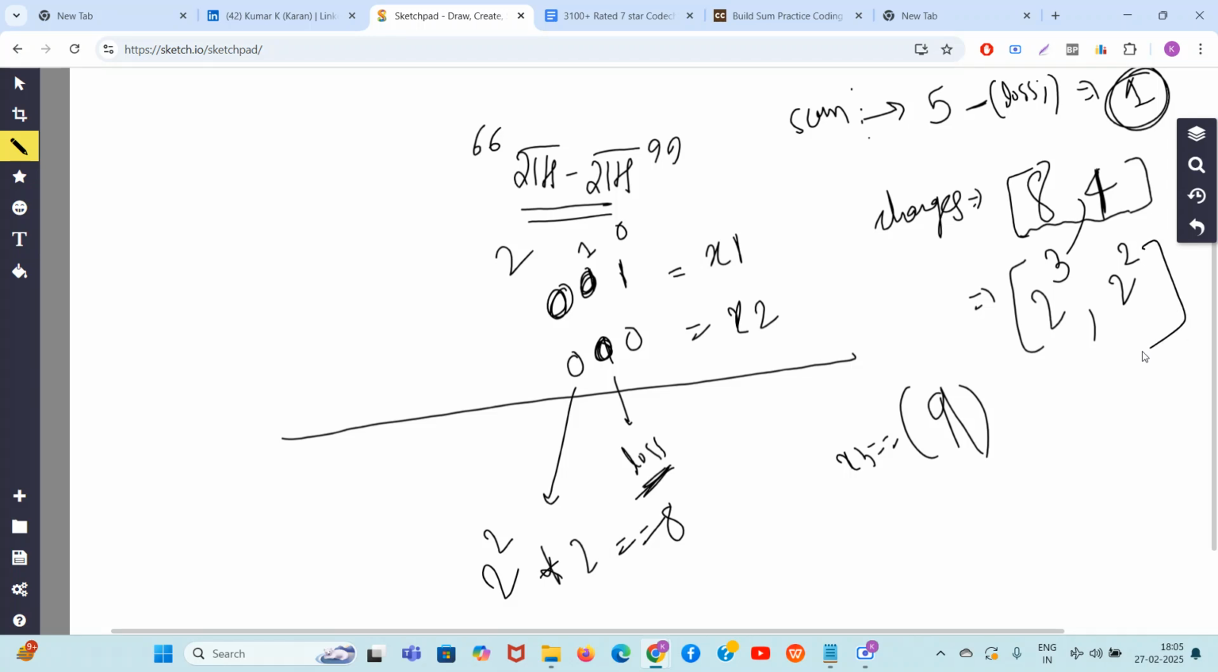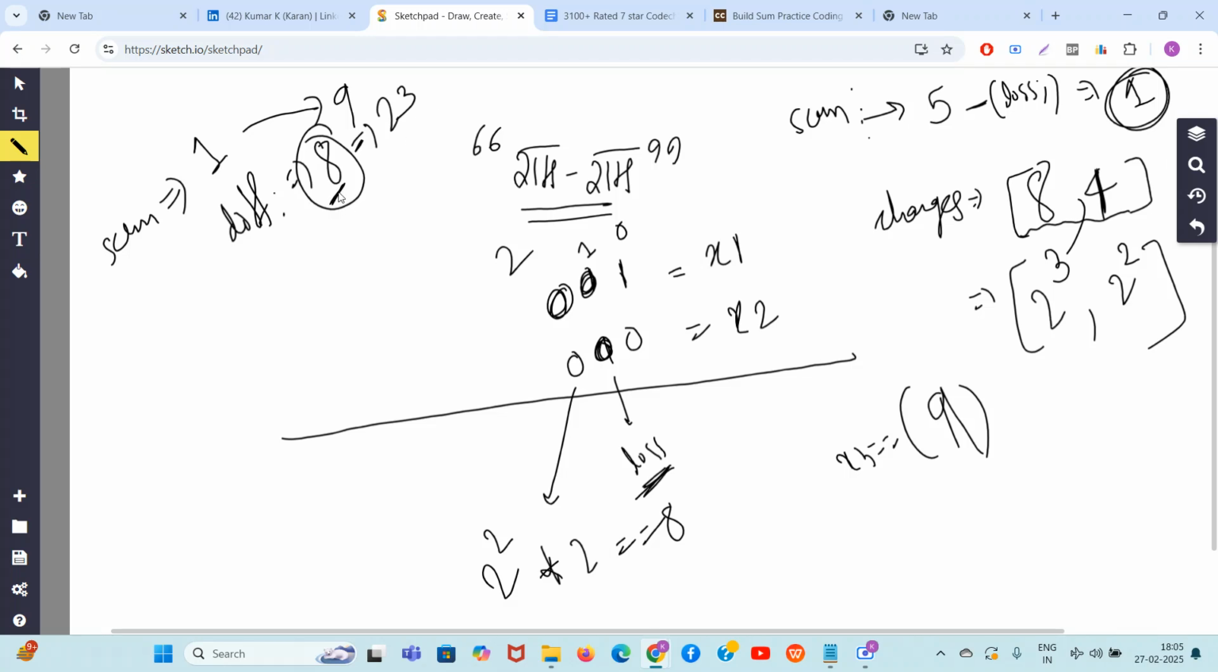What is your current number? Now my current sum, basically whenever I see a loss, I subtract it from the sum so that my changes array only has positive numbers. Now my sum is 1 and I want to become 9. And what is the difference? Difference is 8.